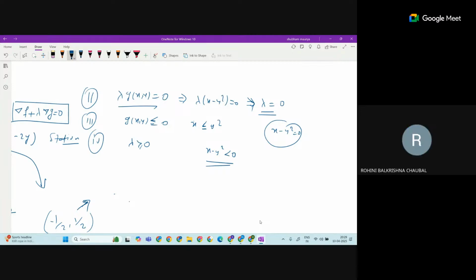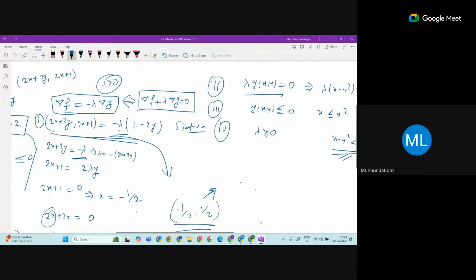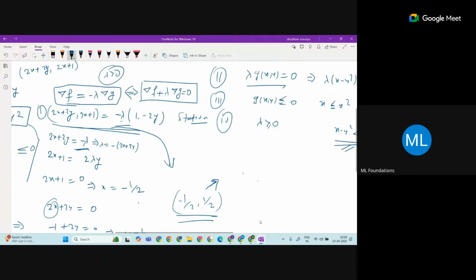X is equal to y square. If it is this case, then x is equal to y square, and then again we go to the stationary condition, these two equations. And then this is 2x plus 2y.